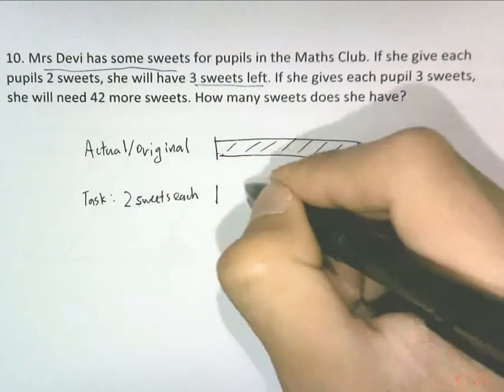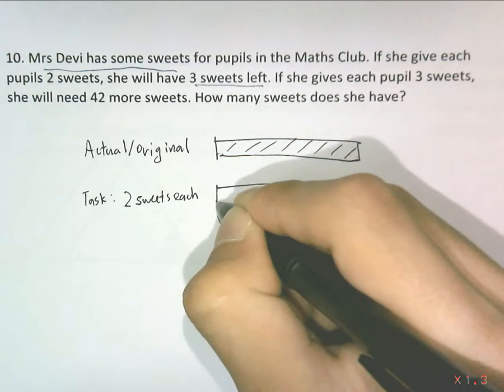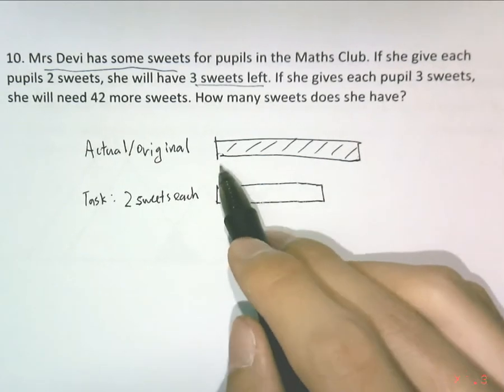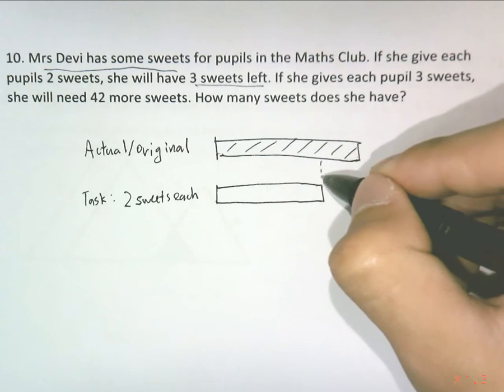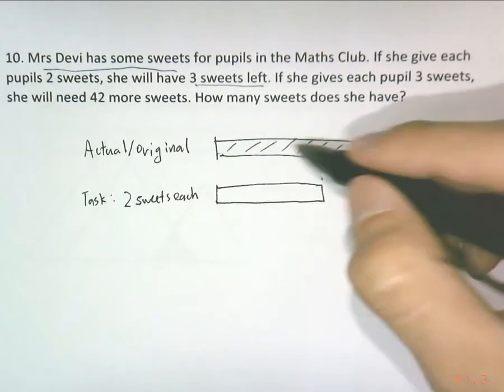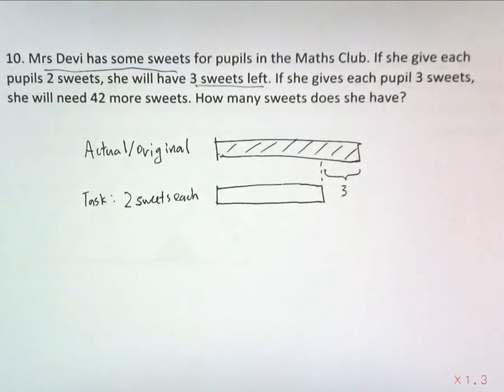She will only need this number of sweets. Of course it's shorter than the original number because she has 3 left. So this is 3 left over.